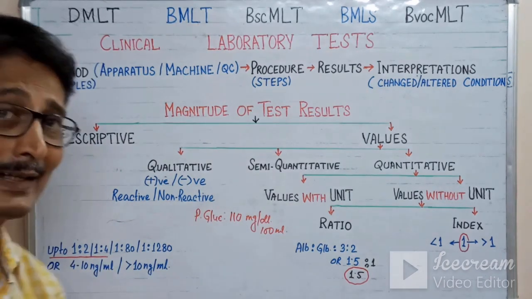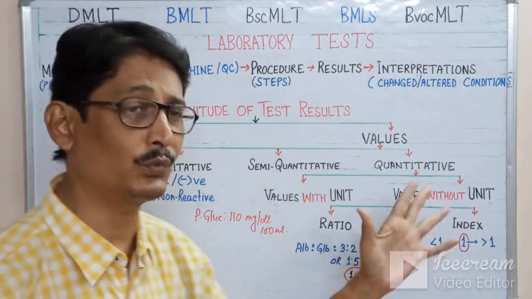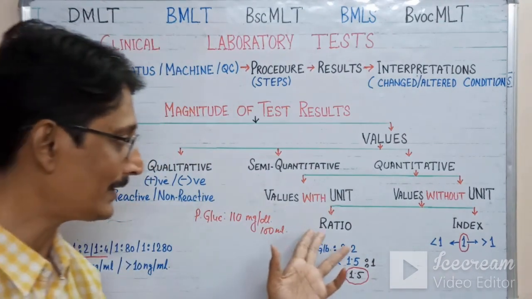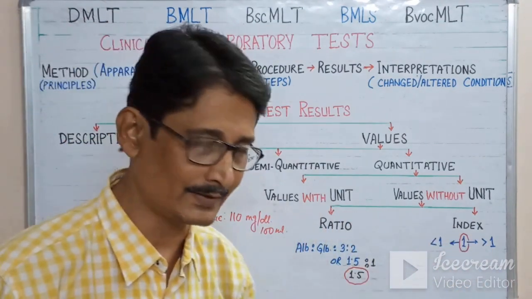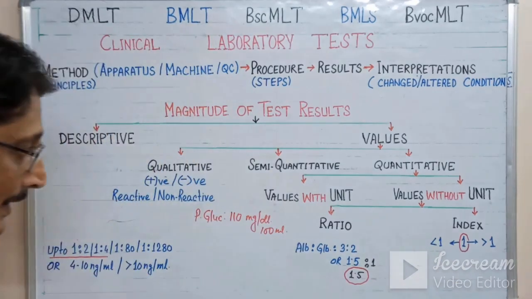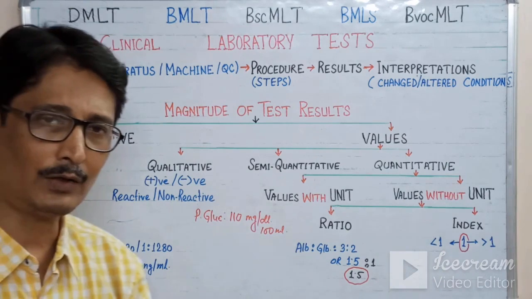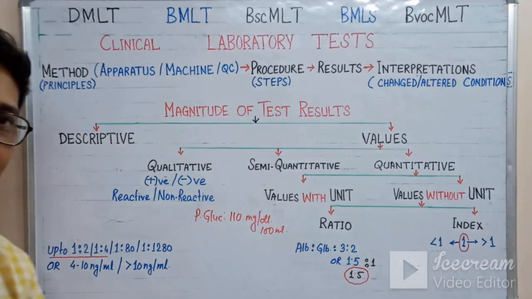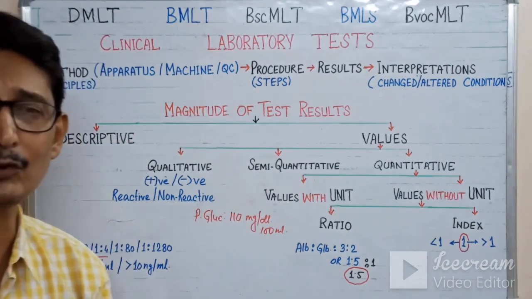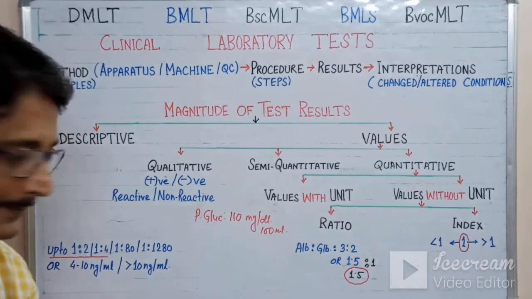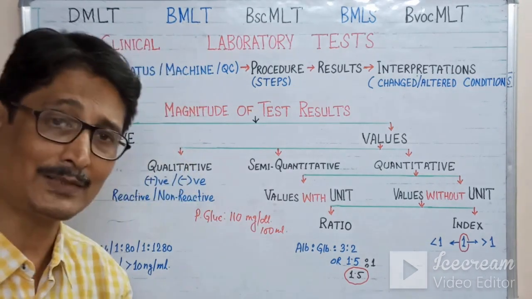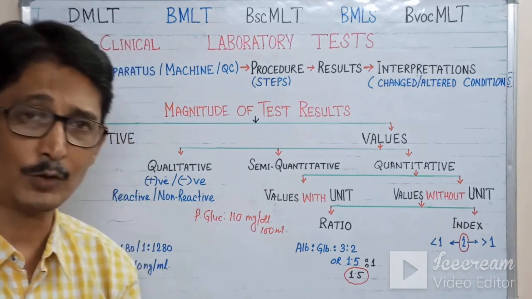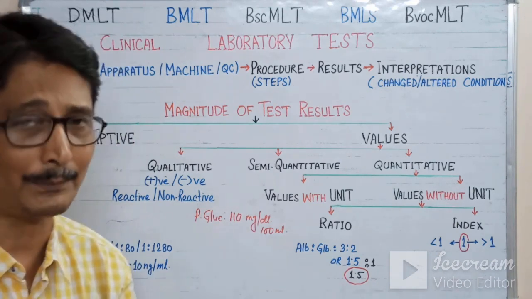Now there is another form of results, that is the values without unit. The values without unit are again divided into two parts, the ratio system and the index system. Now the ratio system: first of all we have to estimate the albumin. Albumin is a type of protein and globulin is also a type of protein. These are the main protein constituents in your blood. So the albumin is measured, and its unit is gram per dl. Globulin is also measured, and its unit is also gram per dl.